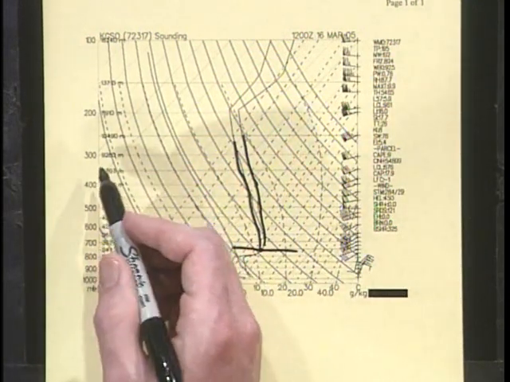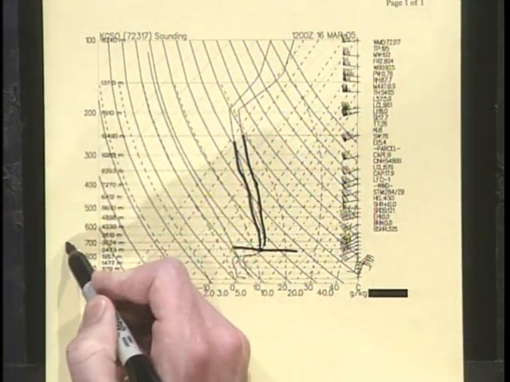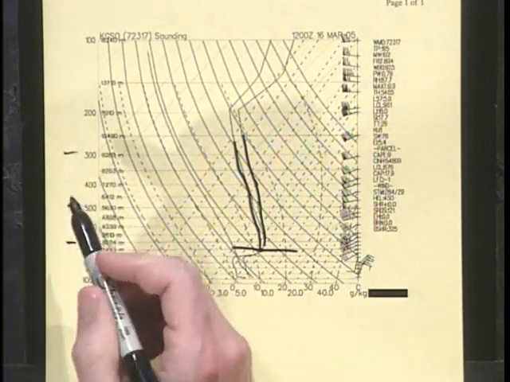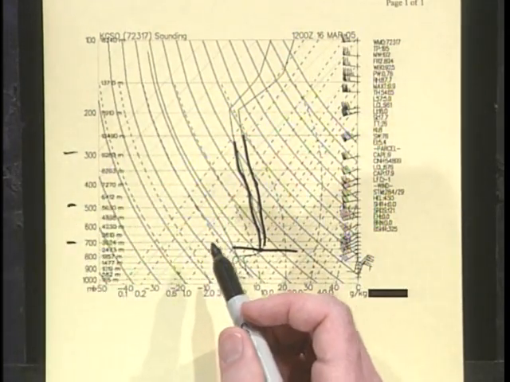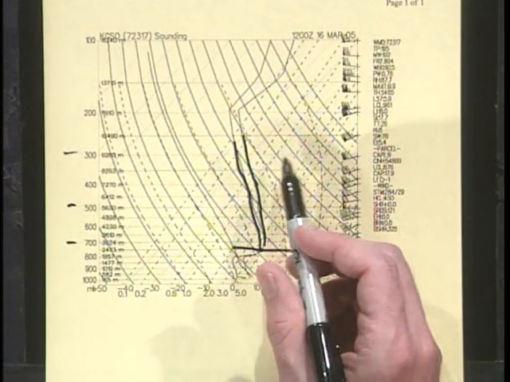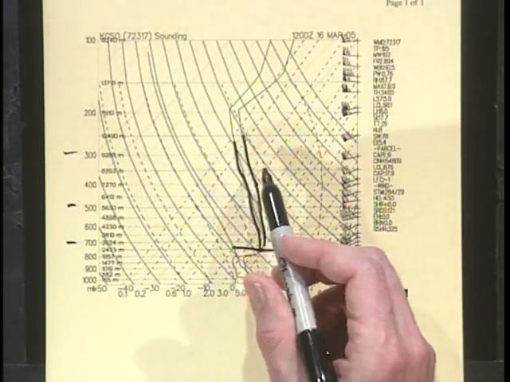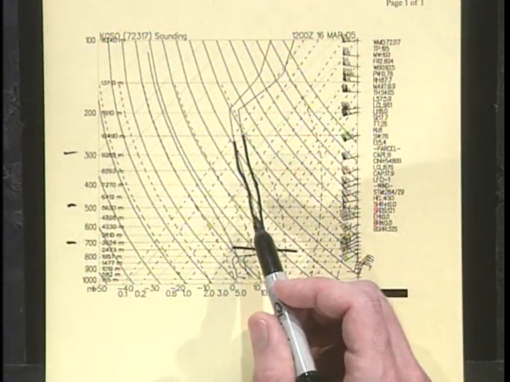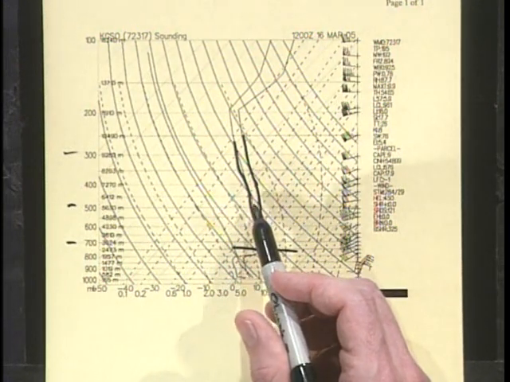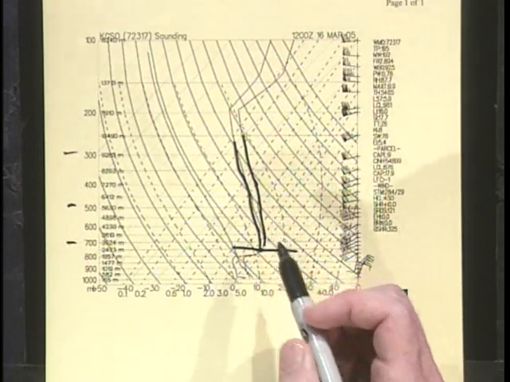So on upper level observations, which is 700, 500, 300, they'll blacken in the station plot if the dew point depression is 5 or less. One reason they do that is because even though it may be 3 or 4, where the dew point is not equal to the temperature, with respect to an ice surface, it actually is saturated.